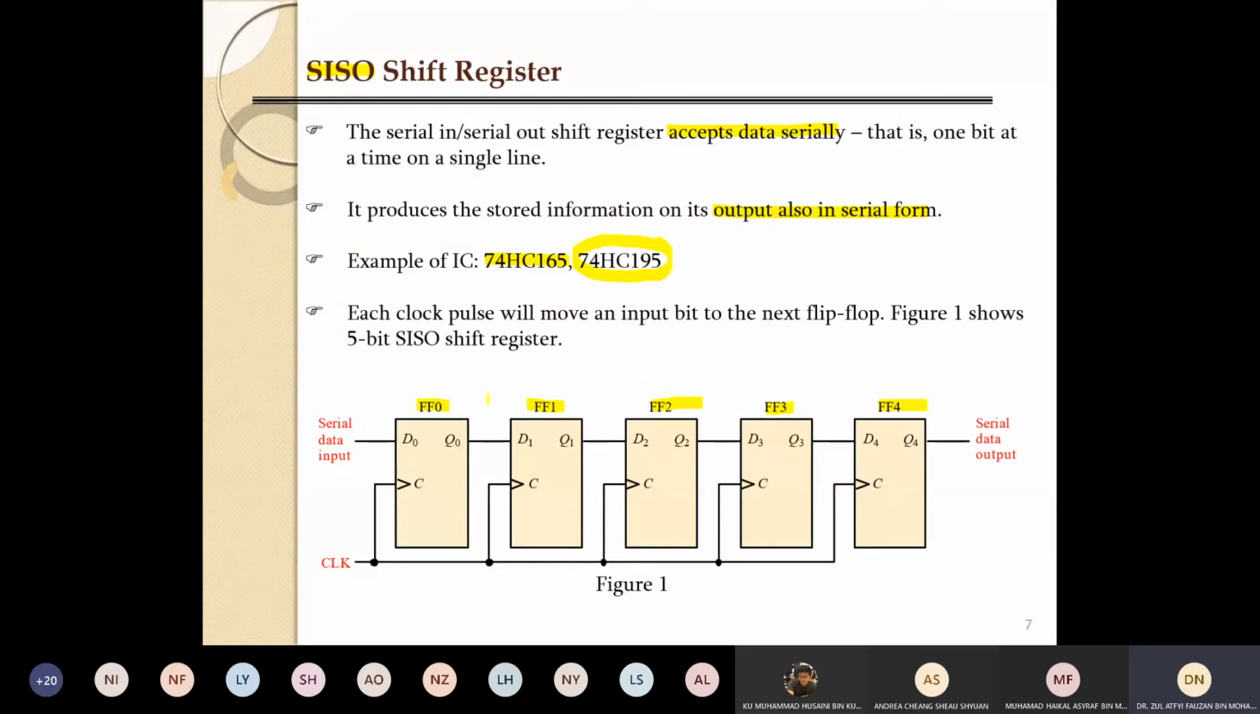And then you have to check how the data input is inserted into this shift register. If the data is in serial, this is SI, and you check the data output; if it is in serial, it means the shift register is serial in, serial out. So the full name for this shift register is a 5-bit serial in, serial out shift register.